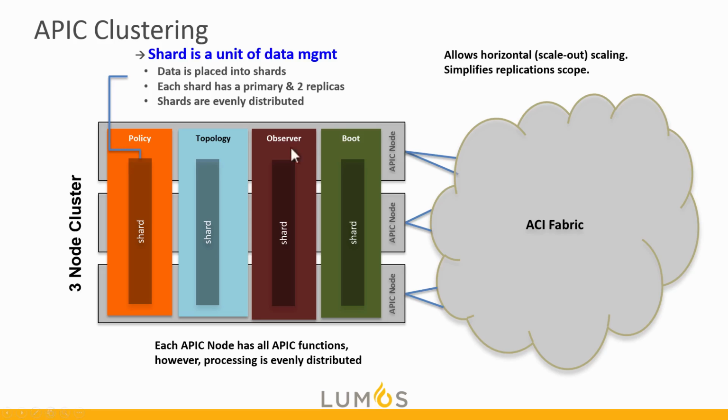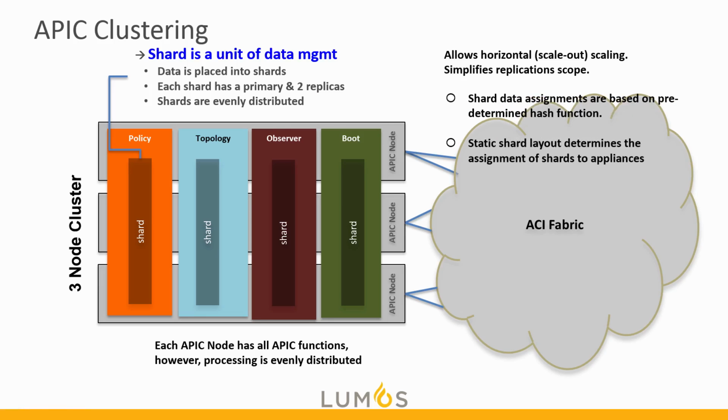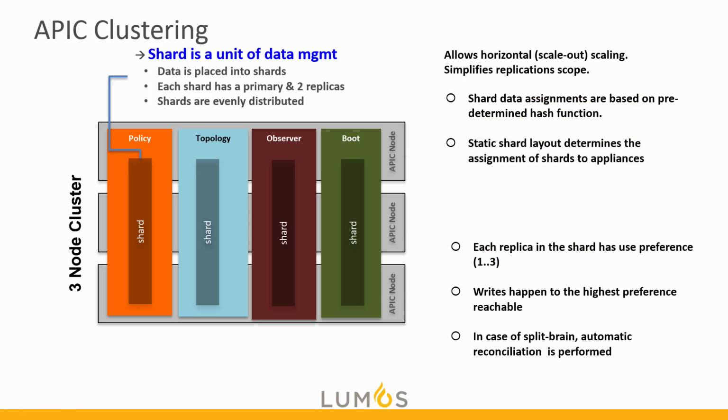Okay, so each shard has 1 primary and 2 replicas. And then what's going to happen is essentially each replica is going to use a particular preference. So the writes are always going to happen to the highest preference that happens to be reachable. And if we have a loss of any one node, then that preference 1 or the shard of data would get allocated to another.